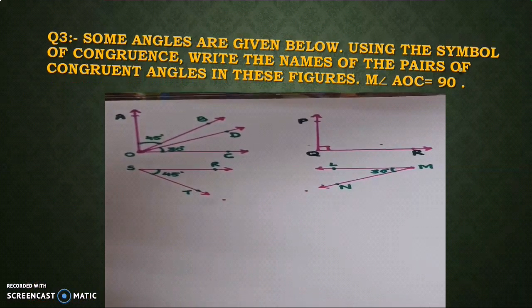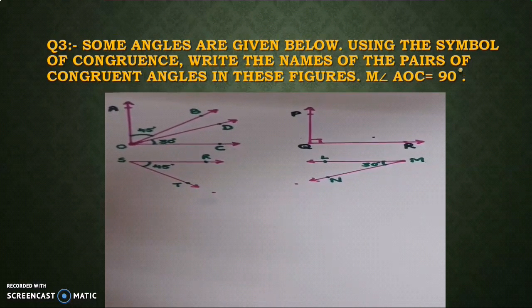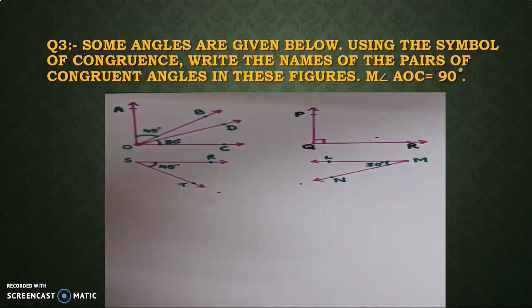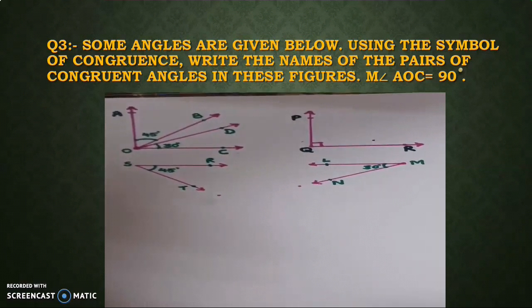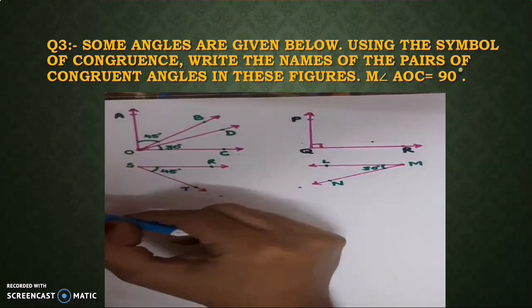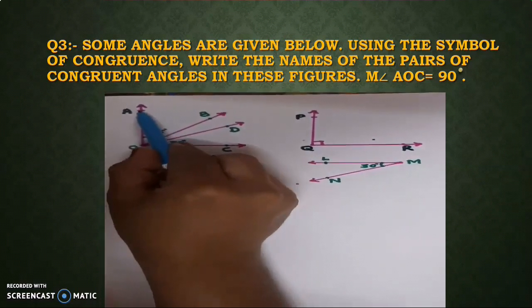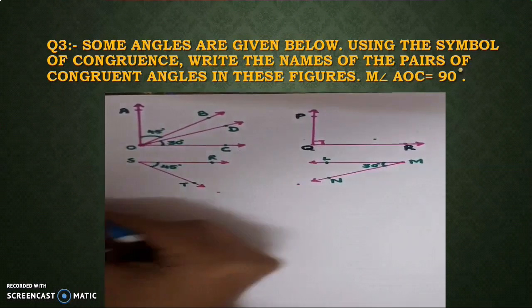Third question is, some angles are given below. Using the symbol of congruence, write the names of the pairs of congruent angles in these figures. And it is given measure angle AOC is equal to 90 degrees. Now before beginning the answer, let us see what measurements are given. In the question it is given AOC, this full angle, is 90 degrees.